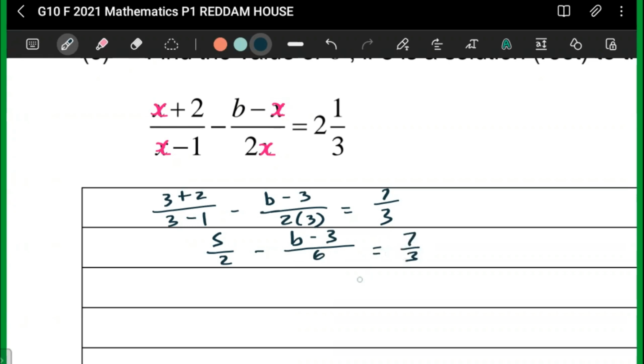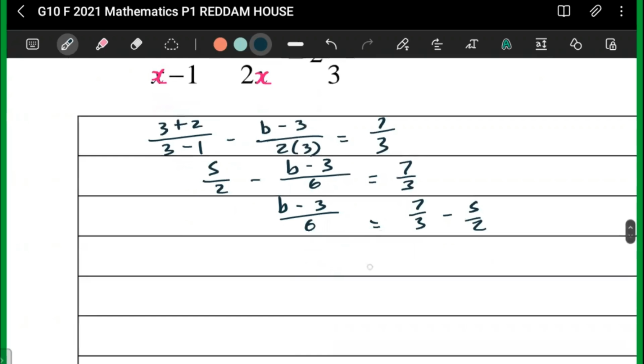So let's see what now. Here, obviously, there's really nothing to worry about. Let's take the numbers to one side first. 7 over 3, you're going to minus the 5 over 2. Now, obviously, you can just use your calculator for this one. There's really no need to think that there's anything fancy here. So in this situation, let's see, 7 over 3 minus that.